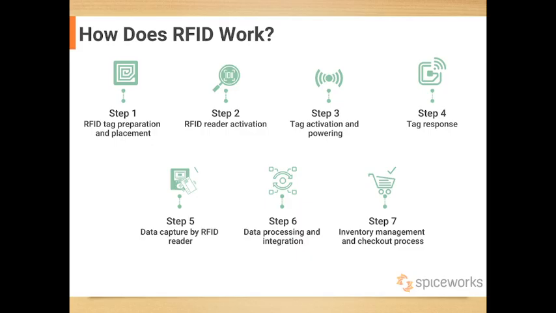How does RFID work? The first step is the identification process of radio frequency identification: tag preparation and placement, and then the RFID reader. There are two different systems: the RFID reader, which is the RFID activation, and the tag activation and powering system. The next step is the tag response.